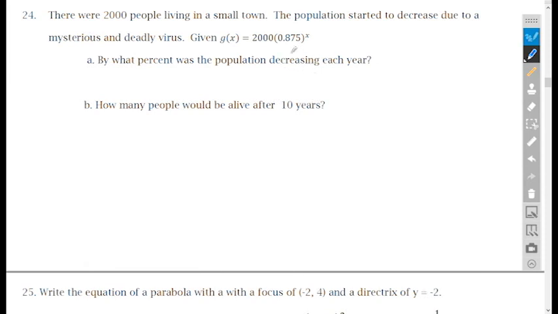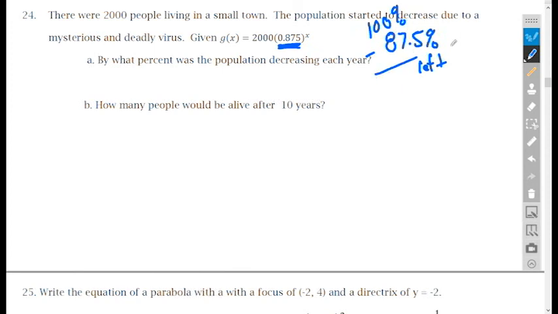Okay, so essentially the rate is going to tell me what percent it's decreasing by. So what this is telling me is that after each year, there's 87.5% of the population left after each year, okay, because that's the rate. This is how much it starts with, 2,000, and then this is the rate, 87.5% left each year. So if I want to know how much it's decreasing by, then I actually need to subtract that from 100%.